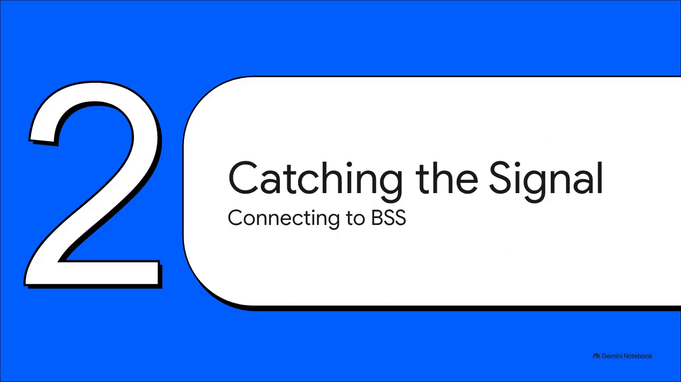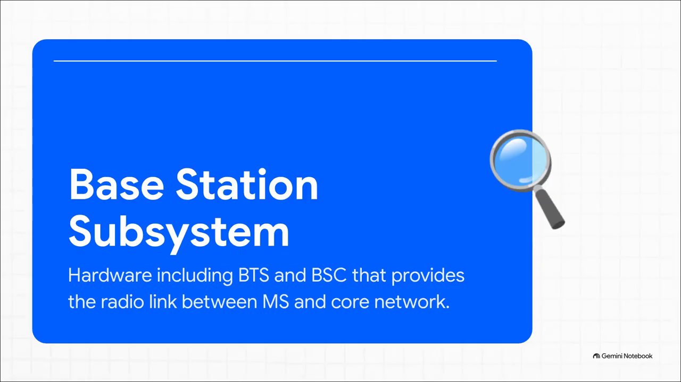Okay, Section 2. Catching the cell signal, connecting to the radio network. So, when you power your phone on in the physical world, it doesn't instantly talk to the main network brain. First, it has to negotiate a radio channel with the BSS, or base station subsystem. This is the hardware you actually see out in the real world. It consists of the base transceiver station, those giant antennas on the towers, and a base station controller, which manages a whole cluster of those antennas. This subsystem provides the absolutely vital radio link between the open airwaves and the wired core network.